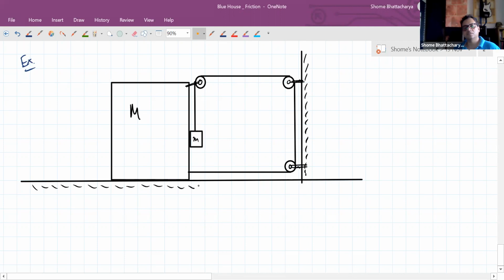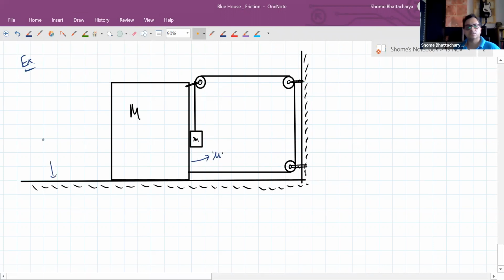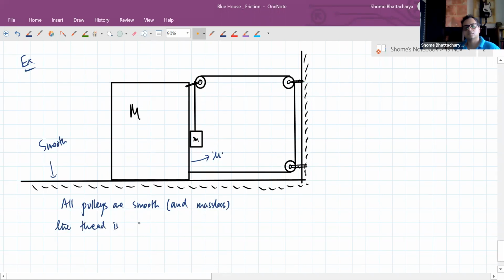Now we'll take the horizontal floor to be frictionless, but we'll assume there is some friction between the block and the wedge. So this one is a rough surface which has a coefficient of friction mu, whereas this one is a smooth surface. All pulleys are smooth and massless. The thread is also massless or very light, and inextensible.